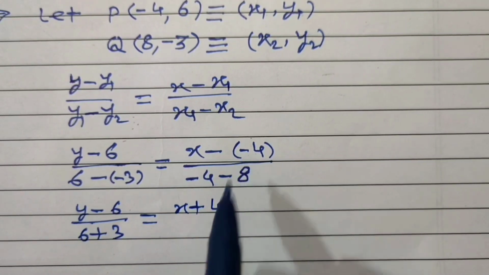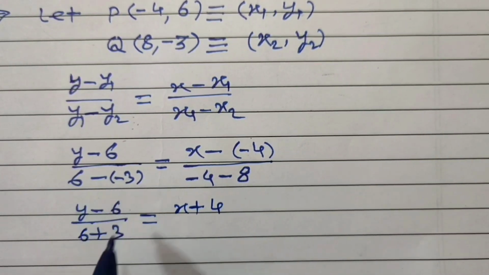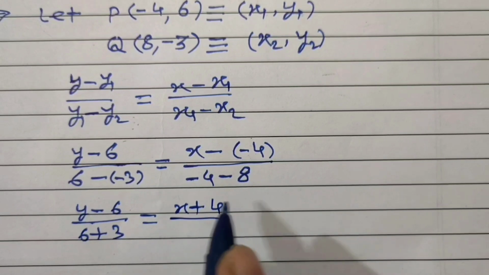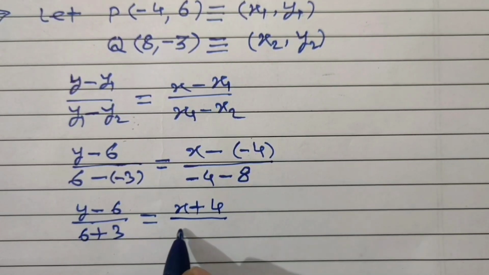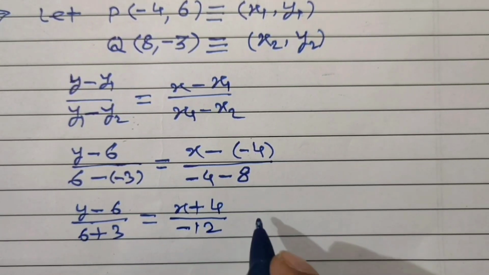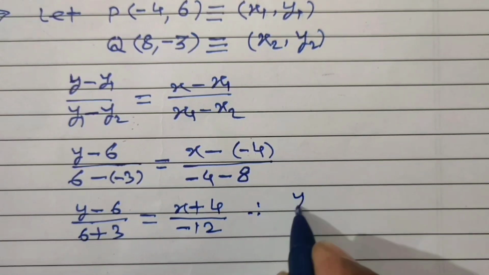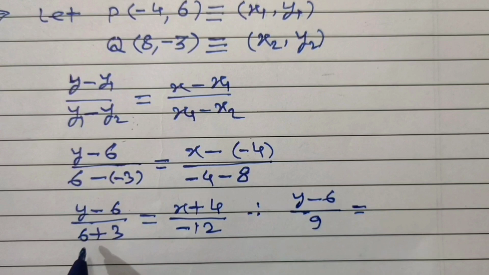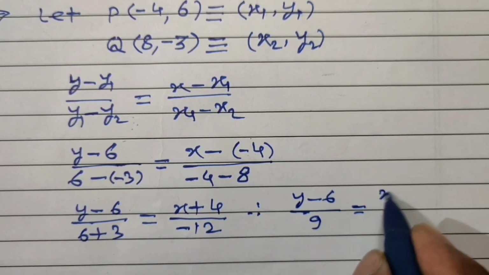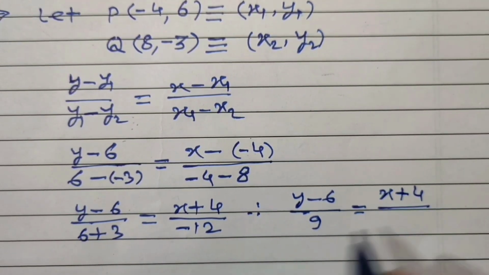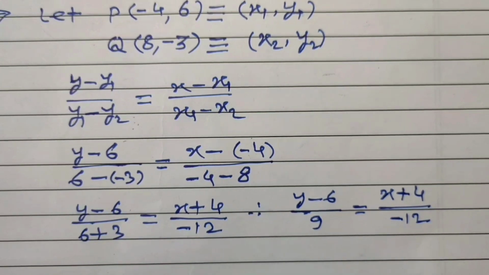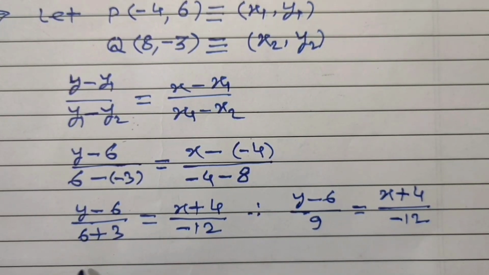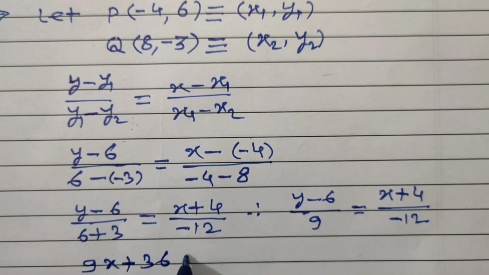Minus into minus is plus. Here also minus into minus is plus, divided by -4 minus 8, that is -12, which gives (y - 6) divided by 9, since 6 plus 3 is 9, is equal to (x + 4) divided by -12. Taking cross multiplication, that gives 9x + 36 is equal to -12y + 72.